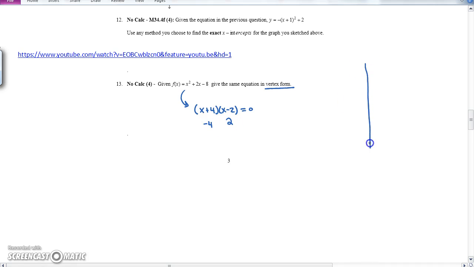That's a great approach, but we still need to know where the vertex is. So if I look at something like this, I can see that halfway between my zeros would be my line of symmetry. Also, I think about those being the zeros and a positive leading coefficient, I know it opens up.